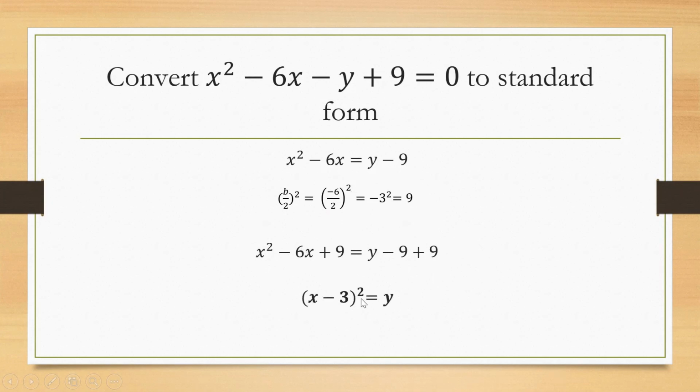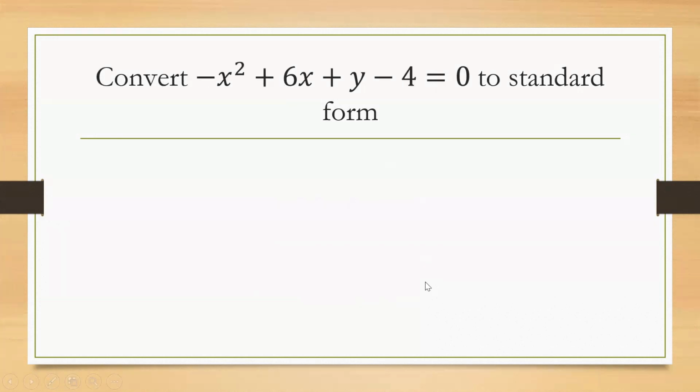So if we compute that, we get x minus 3 squared equals y. So -9 plus 9, that's 0. And then we simplify this to get x minus 3. So a trick here is to look at our answer when we divide b by 2. So -6 divided by 2, that's -3. So that's why we put -3 here, or -3 here.